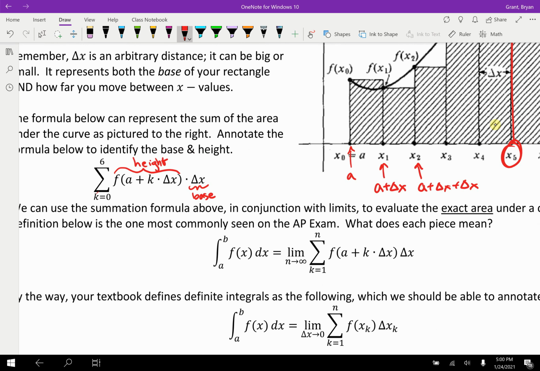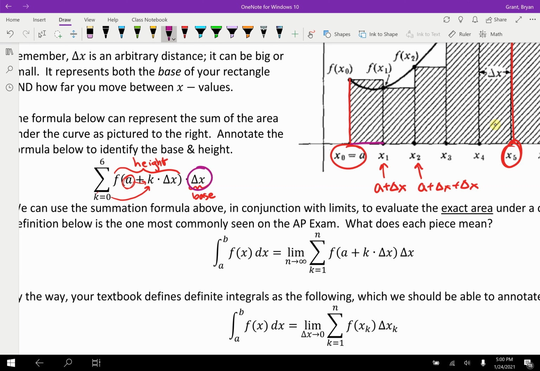So at k of 0, we substitute 0 in here, and it says start at A and move 0 delta x's. And for a left Riemann sum, isn't that what we want? We want to start at A, don't move at all, and then do f of A to find the height of our first rectangle. And then we have the base over here.